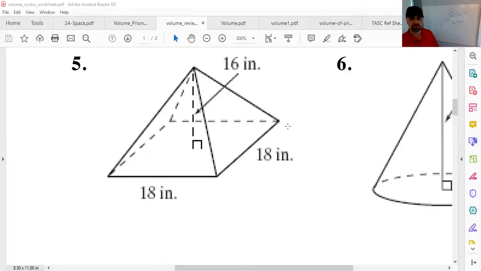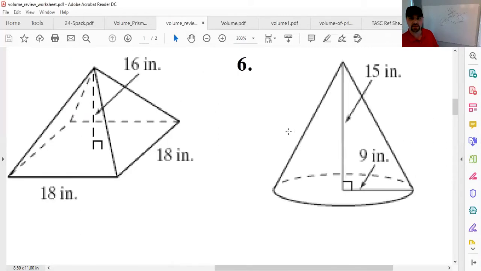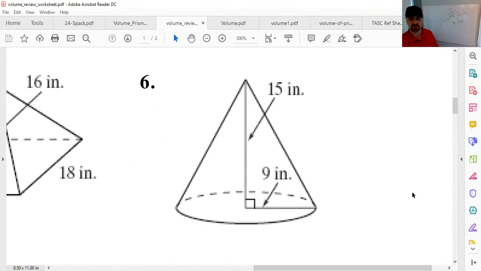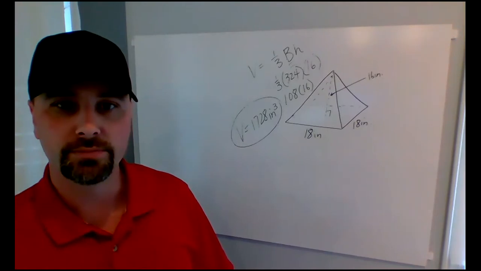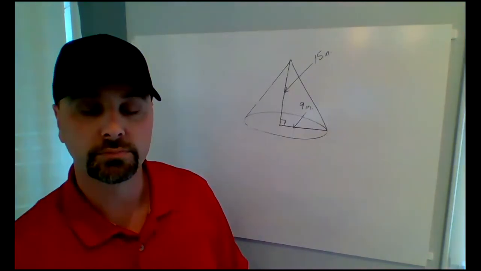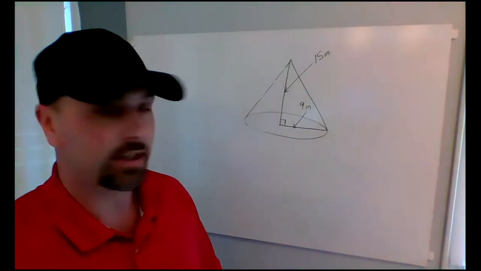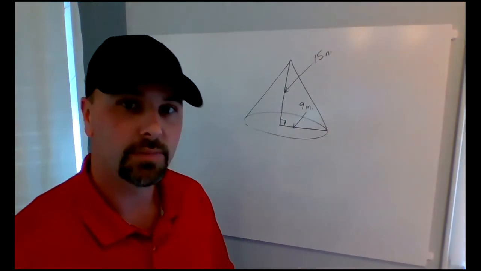Maybe we can find a pyramid that does not have a square for a bottom so you can see how it's different. But in the meantime, let's just move on to number 6. Okay, if you want to pause your screen, go ahead and do number 6.